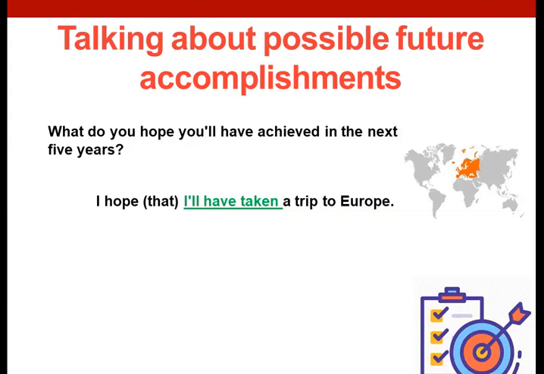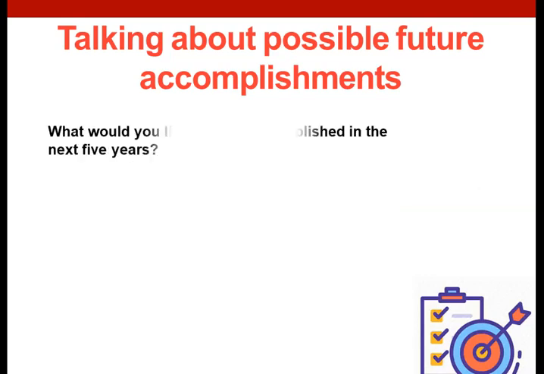And because this is the result I want to get in my future, it should be future perfect. The future perfect is constructed with the help of the verb will plus have and plus past participle, or the third form of the verb. I'll have taken a trip to Europe.